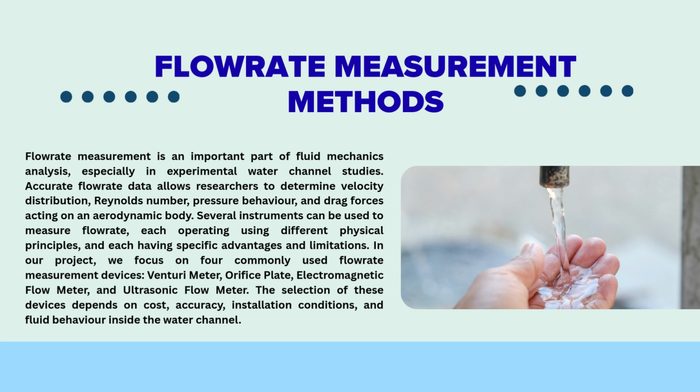Fluid measurement methods. Flow rate measurement is an important part of fluid mechanics analysis, especially in experimental water channel studies. Accurate flow rate data allows researchers to determine velocity distribution, Reynolds number, pressure behavior, and drag forces acting on an aerodynamic body. Several instruments can be used to measure flow rate. Each operates using different physical principles, and each has specific advantages and limitations.